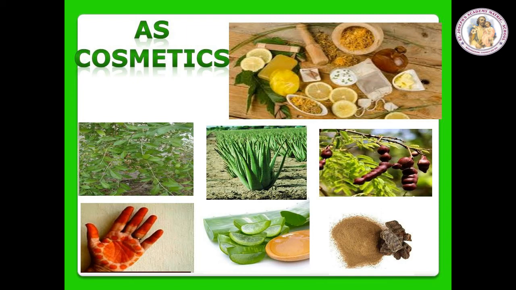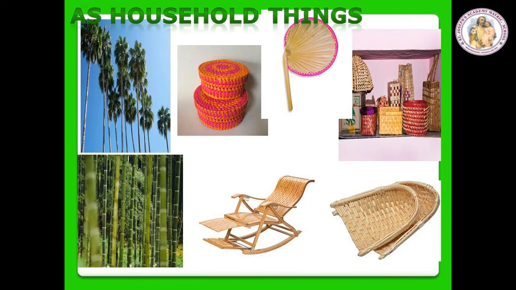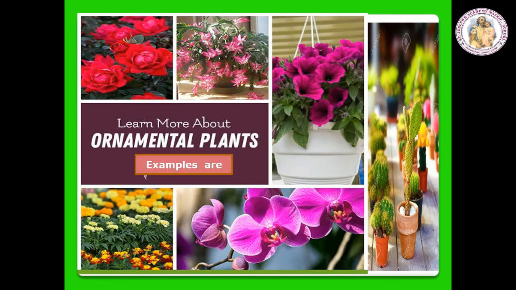Plants are used as cosmetics too. That is, we can get henna, shikakai and aloe vera from the plants. We are using the parts of the plant to make household things. The palm leaves are used to make boxes, baskets and hand fans. Bamboo is used to make paper, chairs and windows. As ornamental plants, for example, rose, croton and cactus.